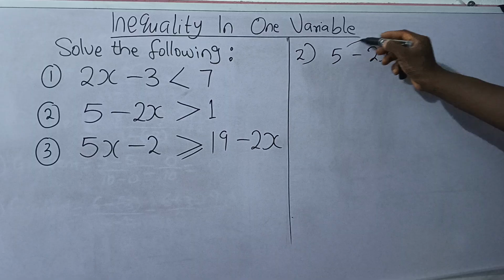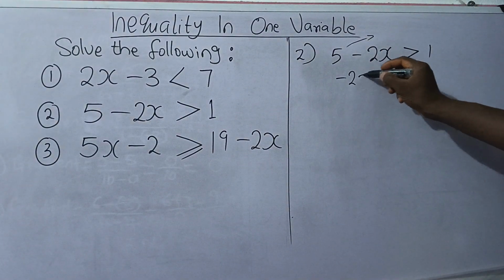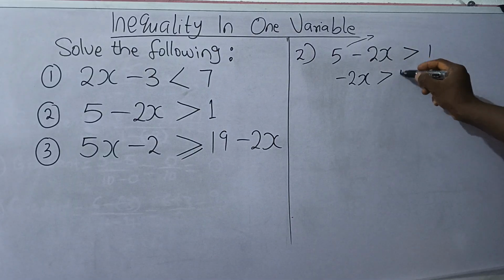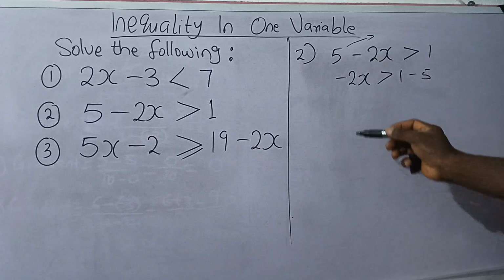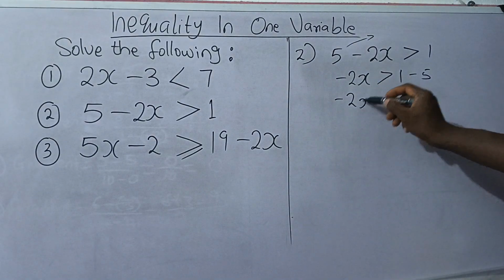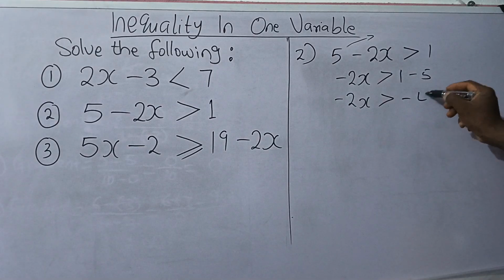So taking positive 5 to the other side, that becomes negative 2x as we have it here is greater than 1. Then positive 5 moving over here becomes negative 5. So that will now be negative 2x is greater than 1 minus 5, which will give us negative 4.